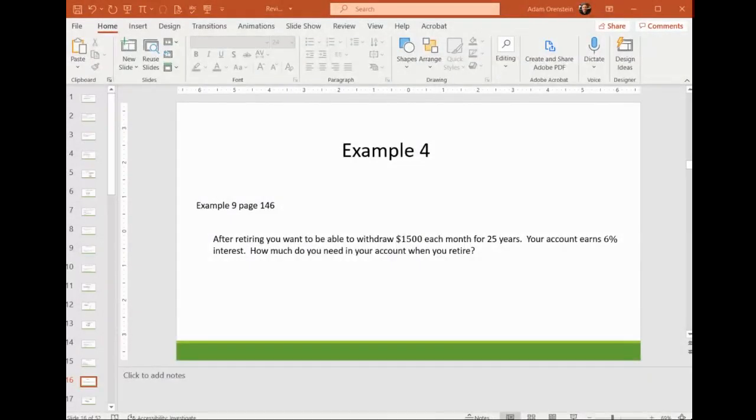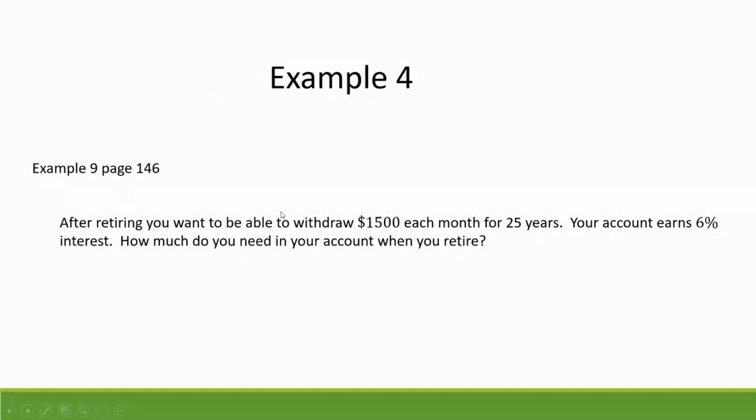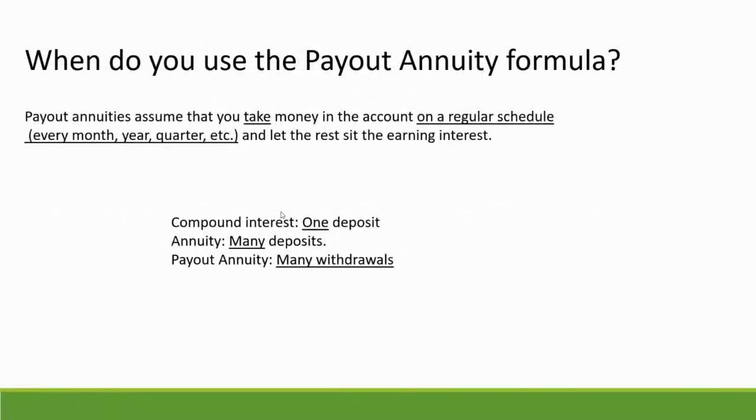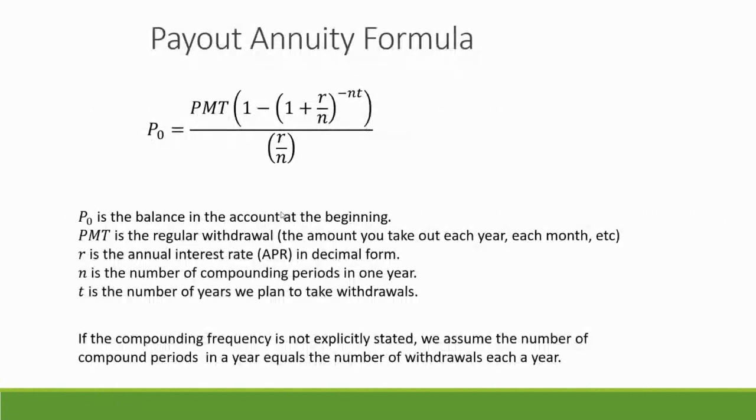So a payout annuity is what this account is called. This is just something in the notes that we saw. This is when you're taking money out on a regular schedule, that is, there are many withdrawals. This is actually the formula we use. It's similar to what we saw before. We have seen this formula in class before, so I'm not going to go through it all again.